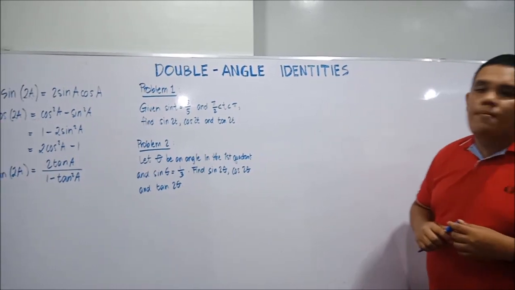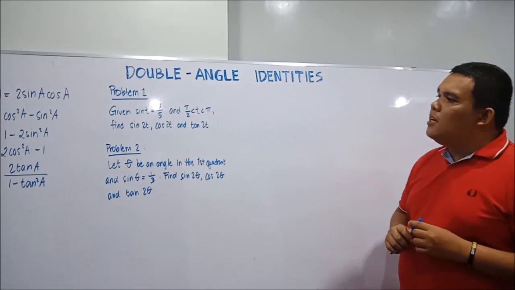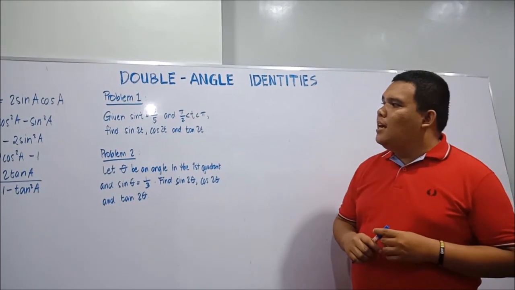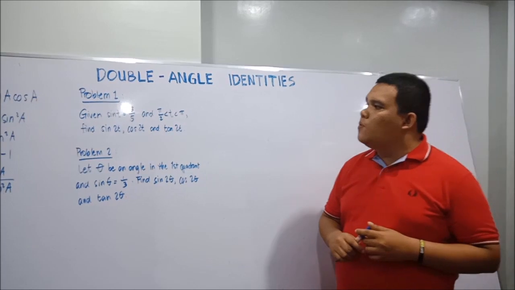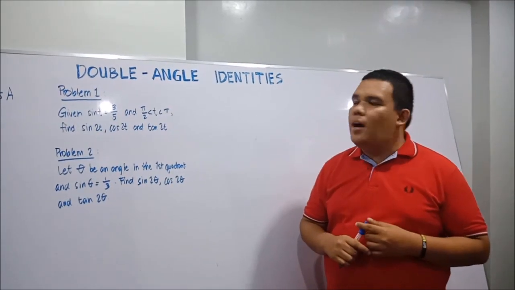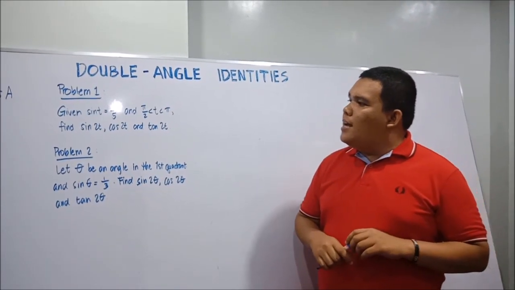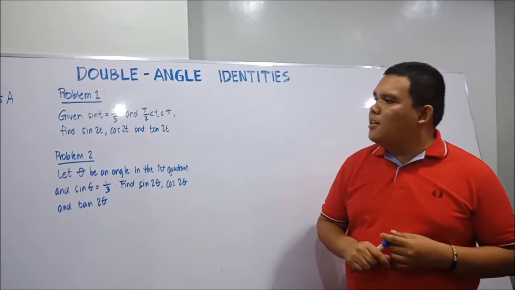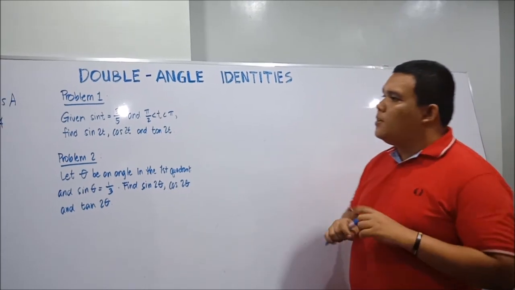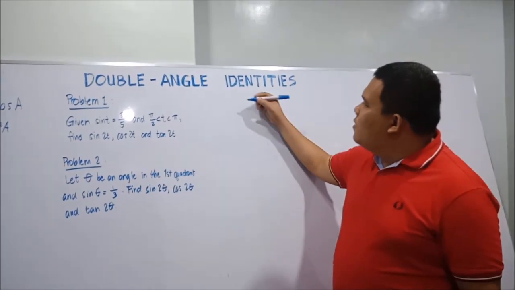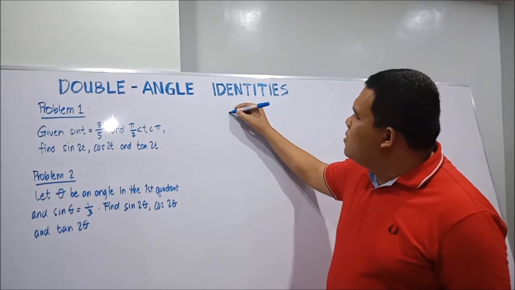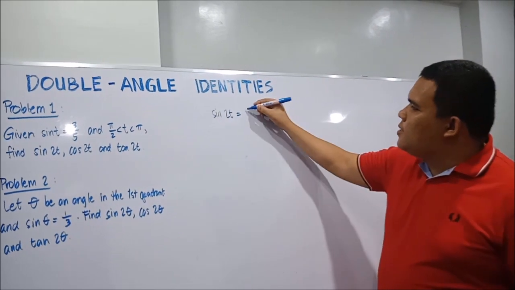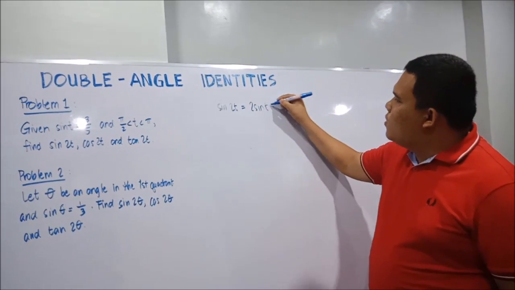Okay, for the first problem, we're given sine t, where t is the angle, equal to 3 over 5, and t lies between pi over 2 and pi. We're asked to find the values for sine 2t, cosine 2t, and tangent 2t. So, recall our double angle identities. We have sine 2t, that is just 2 sine t cosine t.